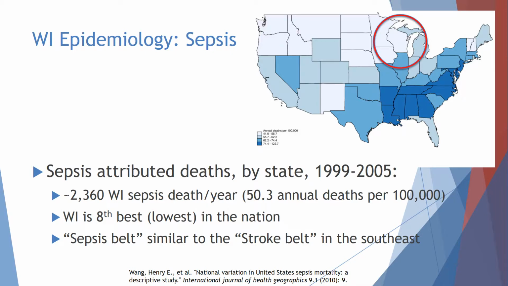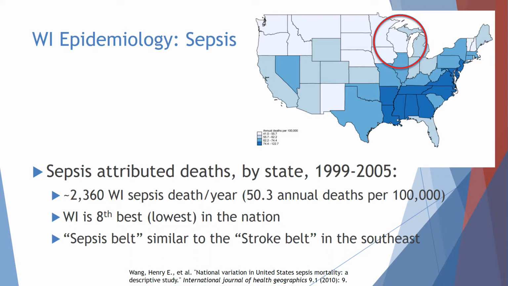Now, if we look locally, these epidemiology studies come out every decade or so, and so the last study that we have is from 2010, and it showed that Wisconsin is actually doing pretty well in terms of sepsis-attributed deaths by state. So we are number 8th, lowest or best in the nation. That is often the case with Wisconsin.